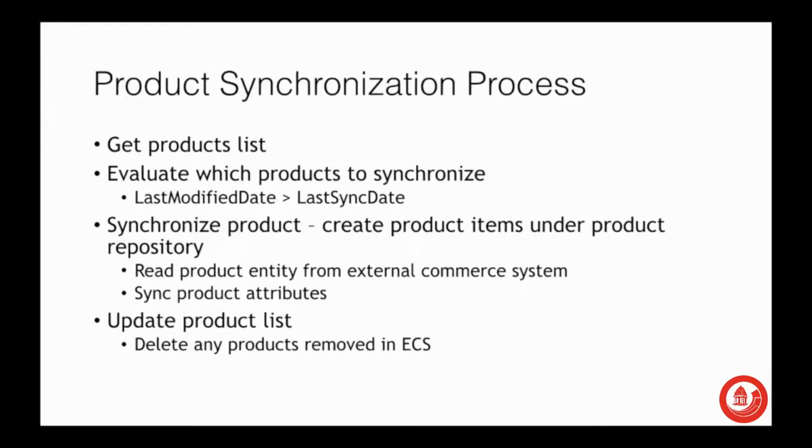This slide is about the basic process that goes on in product synchronization. When you click on the synchronize all products button in the ribbon, it gets all the products from the external commerce system. It's basically calling an API, and then it will evaluate which products to synchronize. It does a comparison of the last modified date on the product and the last sync date.